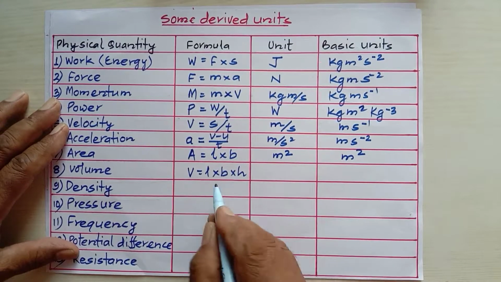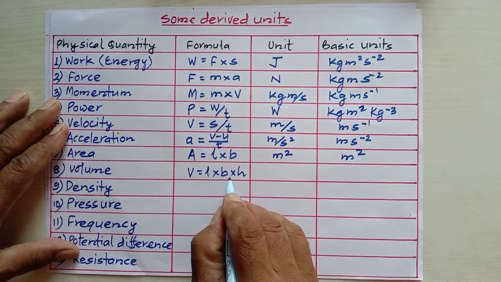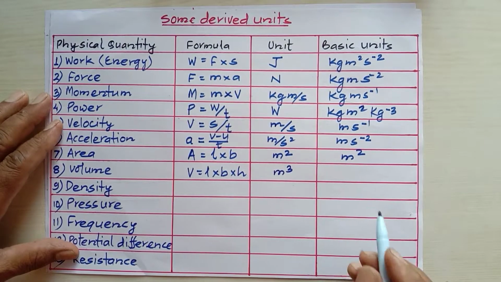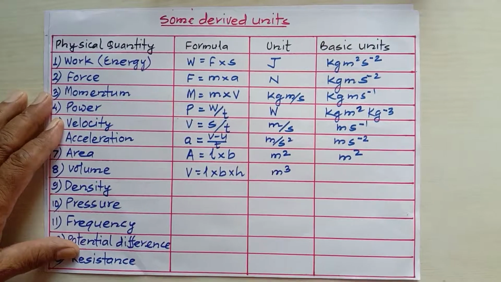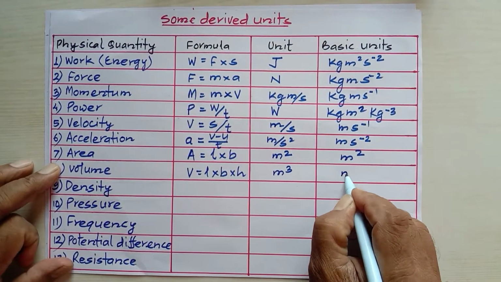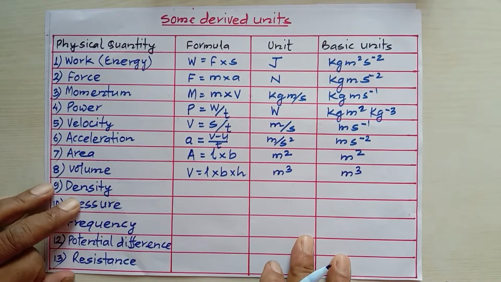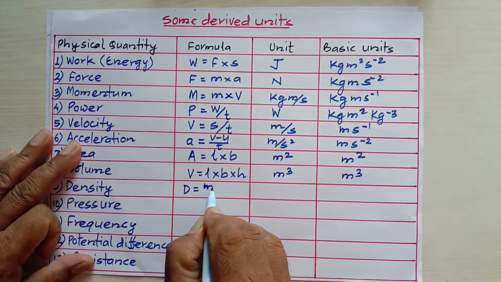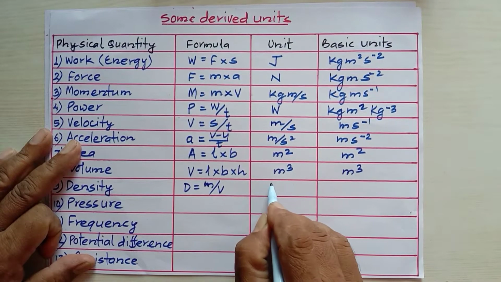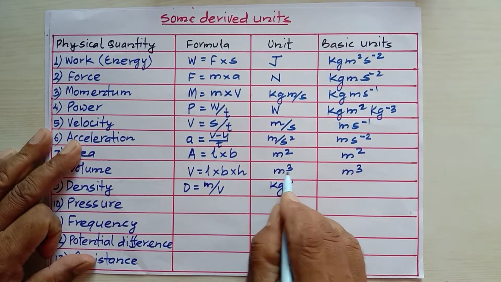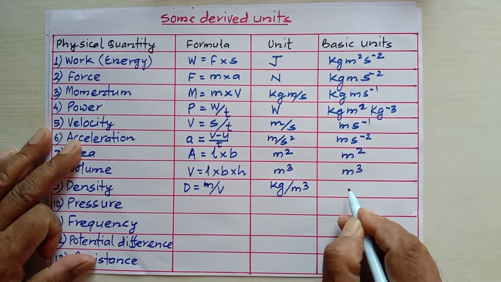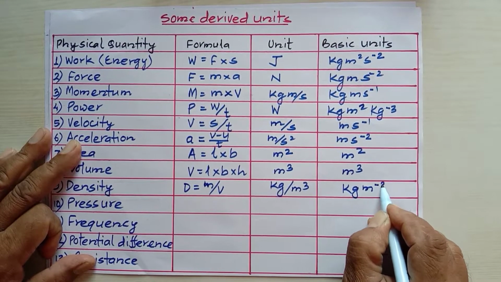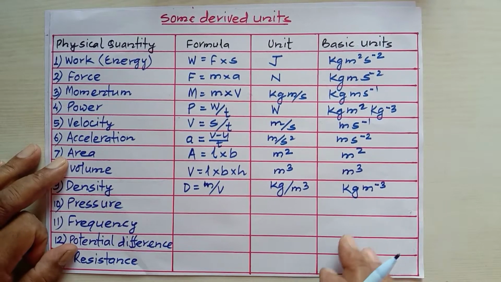Okay, now length is measured in meter, breadth in meter, and height is also in meter. That's why its unit is meter cube. Here also it is meter cube. Now density formula is density equal to mass by volume, and mass is measured in kilogram, volume just now I told you meter cube. That's why the basic units involved in density are kg meter to the power minus 3.